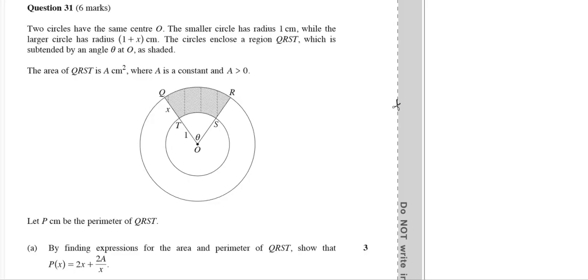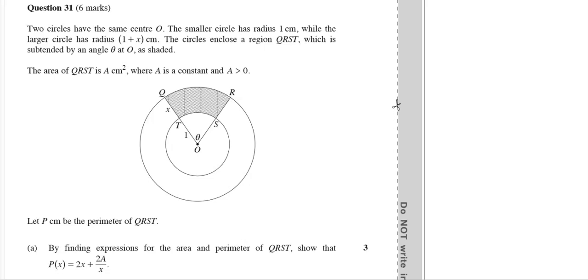Question 31. Two circles have the same centre O. The smallest circle has a radius of 1 centimetre, while the largest circle has radius 1 plus x. The circles enclose a region QRST, which is subtended by an angle theta at O as shaded. The area of QRST is A square centimetres, where A is a constant and A is positive. Let P be the perimeter of QRST. By finding expressions for the area and perimeter of QRST, show that P of x equals 2x plus 2A over x. Pause here to try yourself.